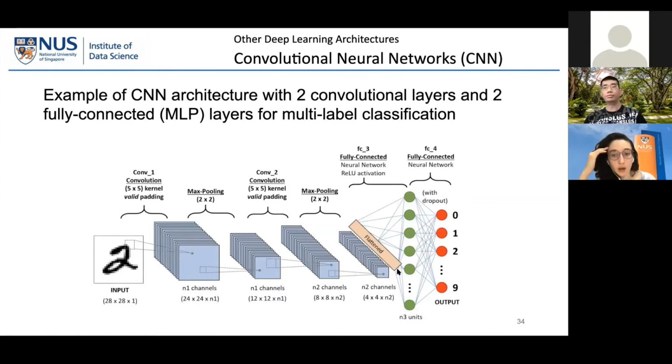So maybe after you extracted high-level features, you may want to flatten those features in the end, and then add some fully connected layers using a multi-layer perceptron, as we saw before, in order to perform the multi-class classification. Okay.